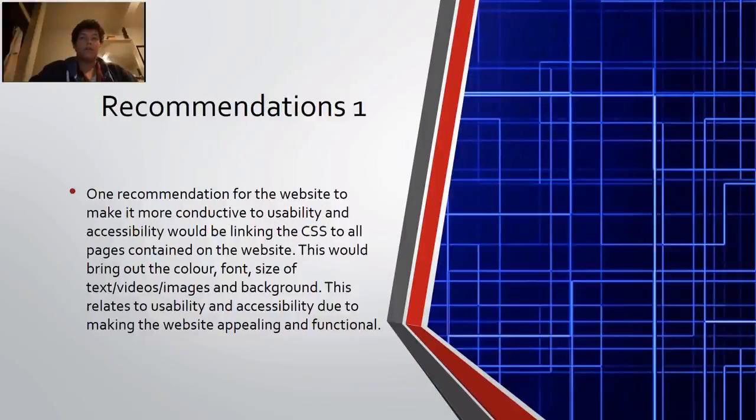One recommendation to make the website more conducive to usability and accessibility would be linking the CSS to all pages contained on the website. This would bring out the color, font, size of text, videos and images, and backgrounds. This relates to usability and accessibility by making the website appealing and functional.